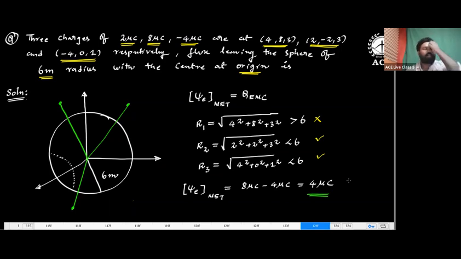Four microcoulombs is the answer. Then one can ask, if it is on the sphere, then what should I do? Valid question. Then if it is on the sphere, what do you need to do? Any answer? If it is on the sphere, what do we need to do? How do you need to take the charge?